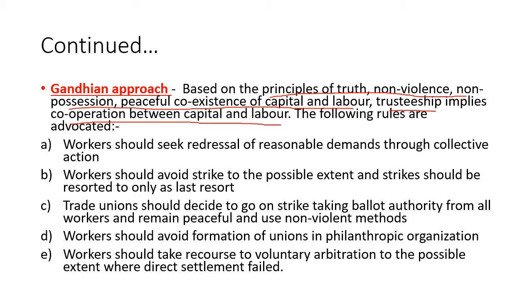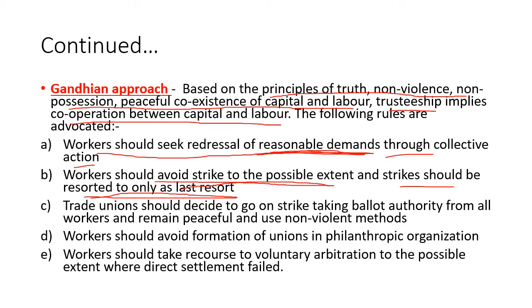So the rules applied are that workers should seek redressal of reasonable demands. Obviously, there should be reasonable demands, through collective action. Workers should avoid strike to the possible extent, and strikes should be resorted to only as a last resort. If there is no other way, then you should strike. But if there are other ways, you should explore those. And trade unions should decide to go on strike by taking a ballot from all workers, and remain peaceful and use non-violent methods. That is, trade unions should take the opinion of all workers in a ballot paper. That is industrial democracy. All workers' voices matter.